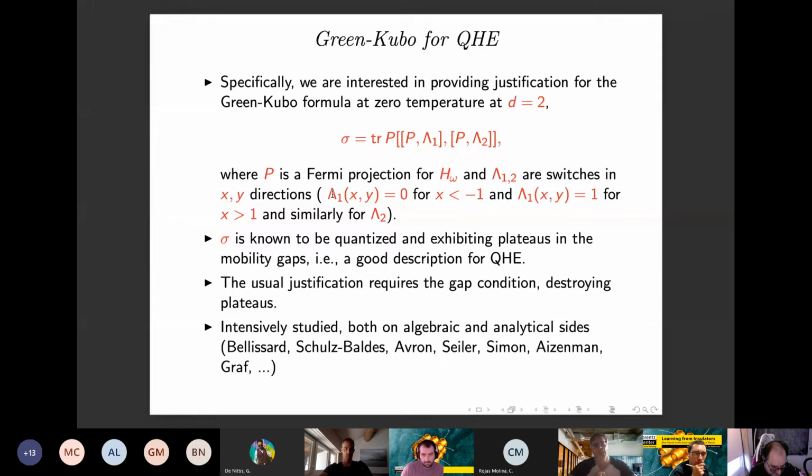But if you want to justify this formula from, quote-unquote, first principles, then we know how to do it when you have a gap condition. But when you don't have a gap condition, when you have, for instance, a mobility gap, then it was pretty much an open problem if you take limits in the right order. And these mobility gaps are important because if you just impose gap conditions, then you actually destroy plateaus.